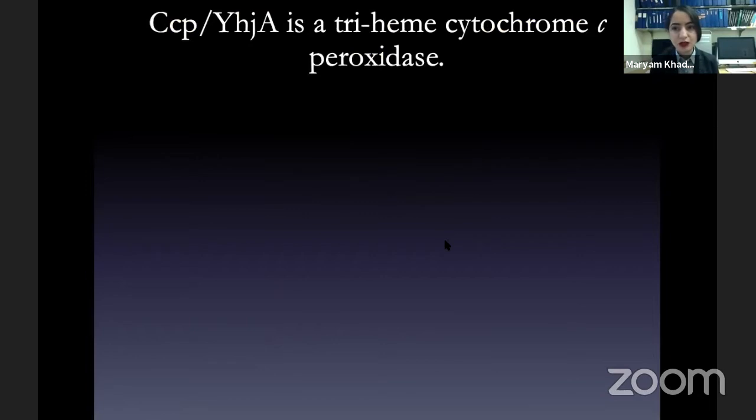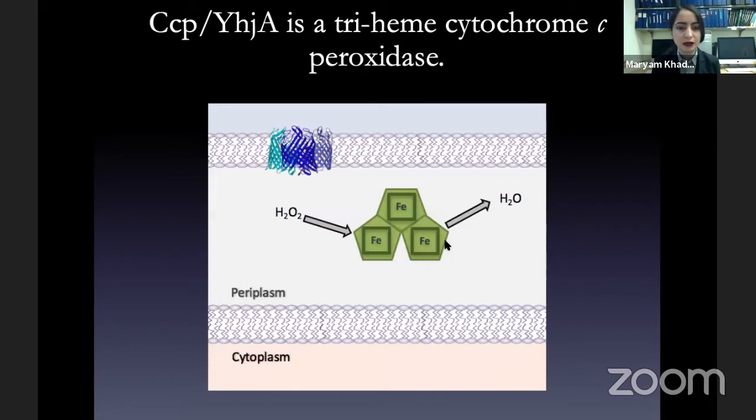CCP was previously known as YhjA in the literature, and we suggested in our paper to rename it CCP. It is a triheme cytochrome c peroxidase. It has 3 subunits, and each subunit has 1 heme. It is a periplasmic enzyme, and it gets electrons from somewhere and puts them on hydrogen peroxide to reduce it to water. This is basically almost all we knew about this enzyme at the point we started this work.